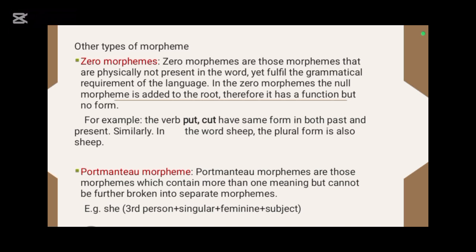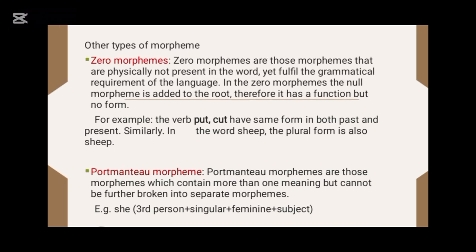Another morpheme is the portmanteau morpheme. These are morphemes which contain more than one meaning but can't be further broken into separate morphemes, such as the word she. Now she is used for the third person, for the singular, for the feminine, and is also used for the subject position. Thank you so much.